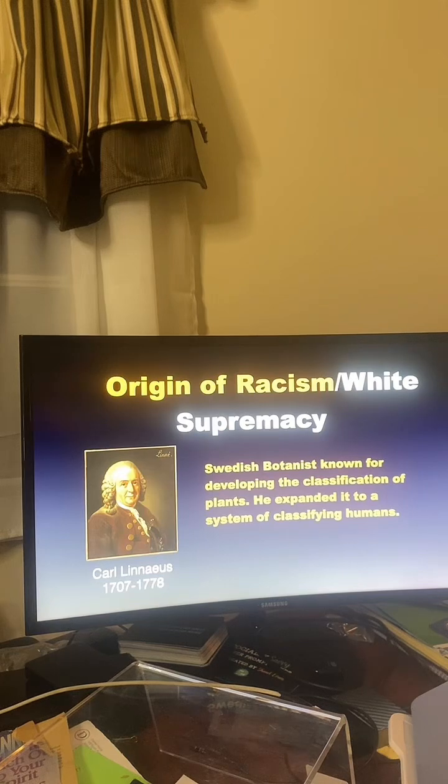So, what is the origin of racism, white supremacy? The origin finds itself in the European world, from those who classify themselves as white people. And it started with a botanist by the name of Carl Linnaeus, who was Swedish and is known for developing the classification of plants. But he later expanded that system to the classification of human beings.